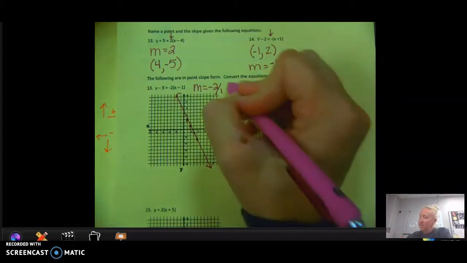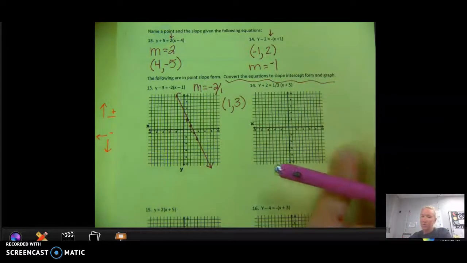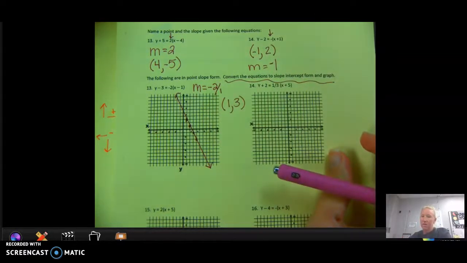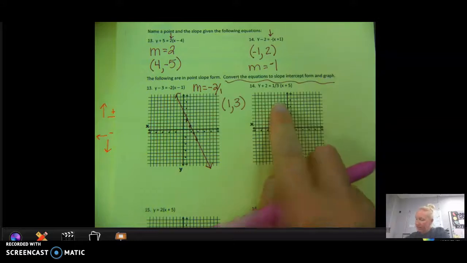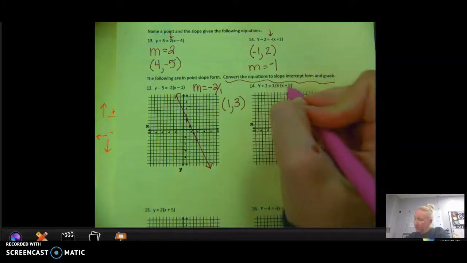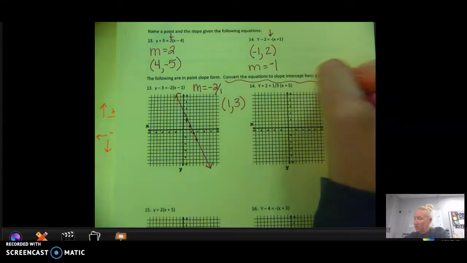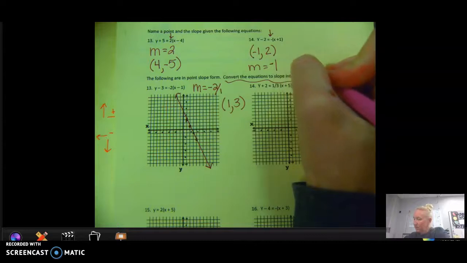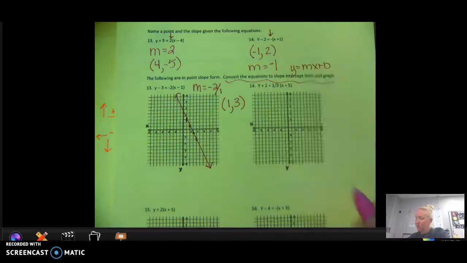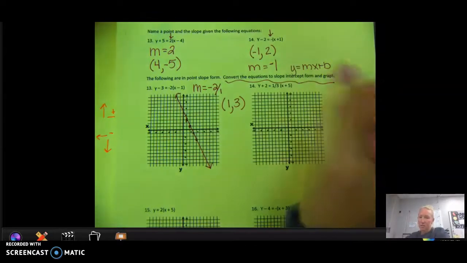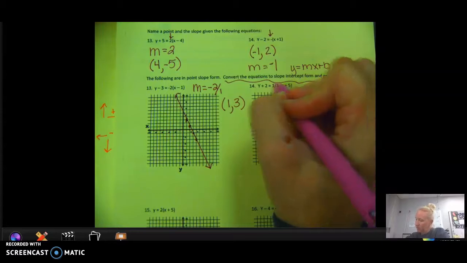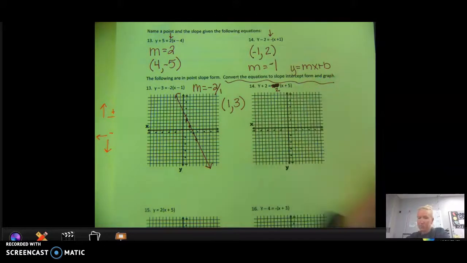What they are actually asking us to do is convert into slope-intercept form. All right, so to do that, I'm going to put this into y equals mx plus b form. This guy is going to be ugly. We're going to change this, I want everyone to change that real quick and make that a 2.